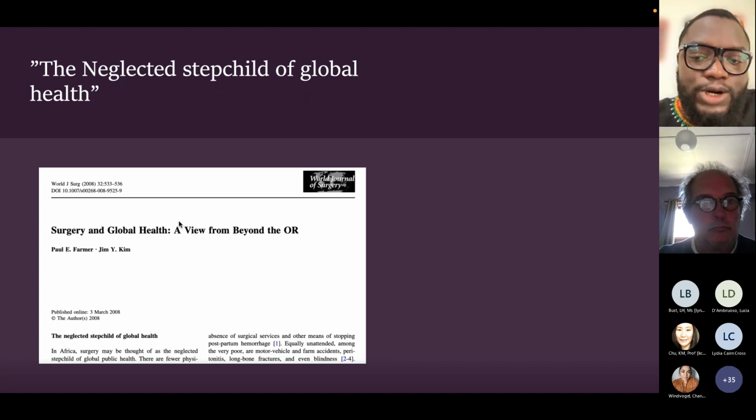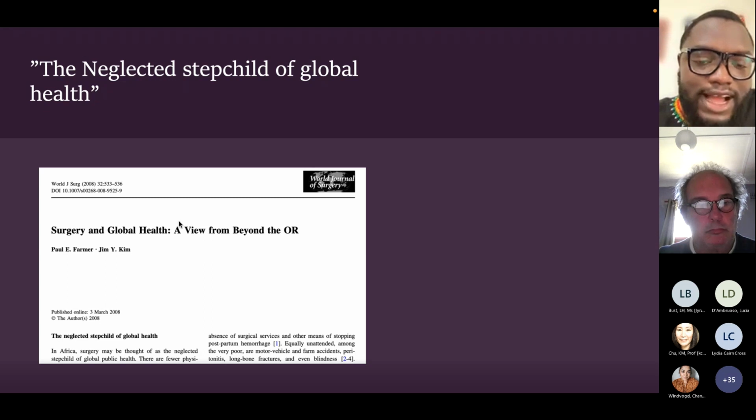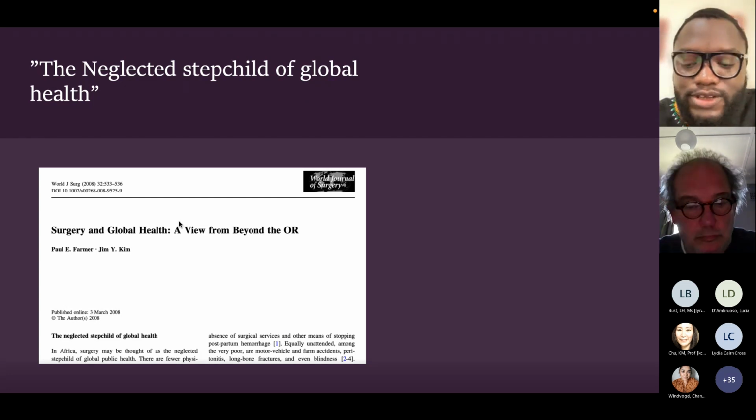And they called for surgeons and anesthetists and anyone involved in providing surgical care to step out of the operating room and advocate for surgery, highlighting the burden that conditions like cataracts, obstructed labor and trauma have in high-income countries and in low and middle-income countries. So they highlighted the burden, and they called surgery the neglected stepchild of global health.